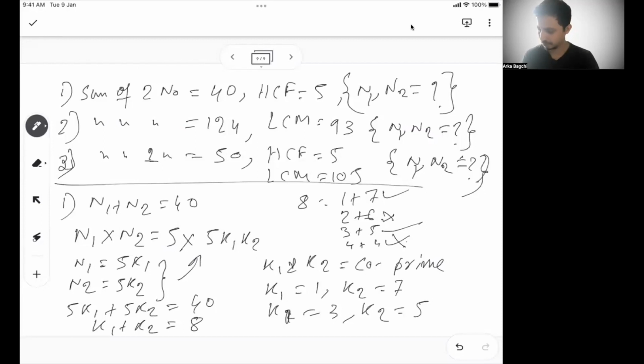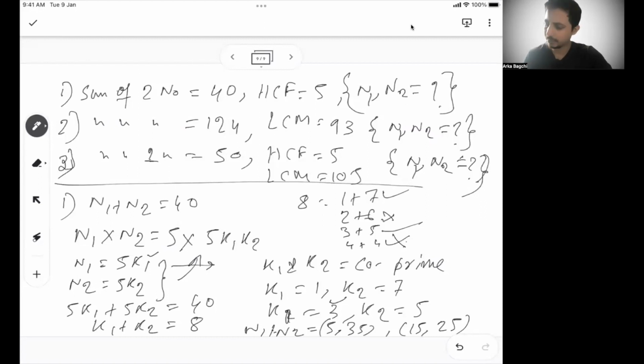So your N1 and N2 can take 5 and 35, as 5K1 and 5K2. When K1 is 1, 5K1 is 5. K2 is 7, 5K2 is 35. So N1, N2 can either be 5, 35, or they can be 15, 25. How did we get that? If K1 is 3, 5K1 is 15. If K2 is 5, 5K2 is 25. So that's why N1, N2 is 5, 35 or 15, 25. These are the two possibilities.